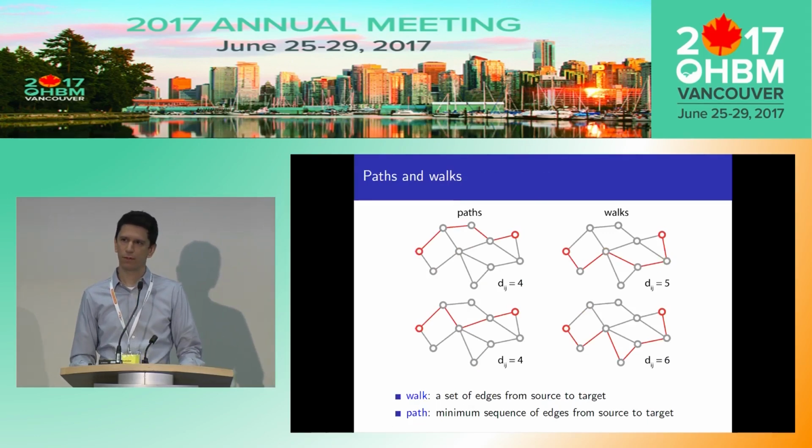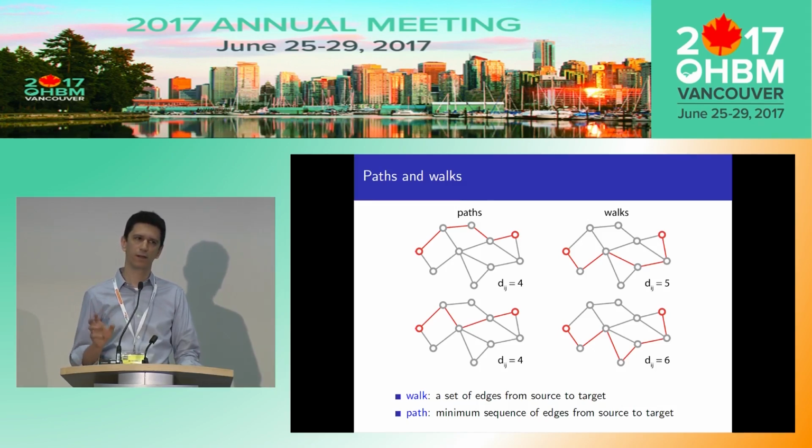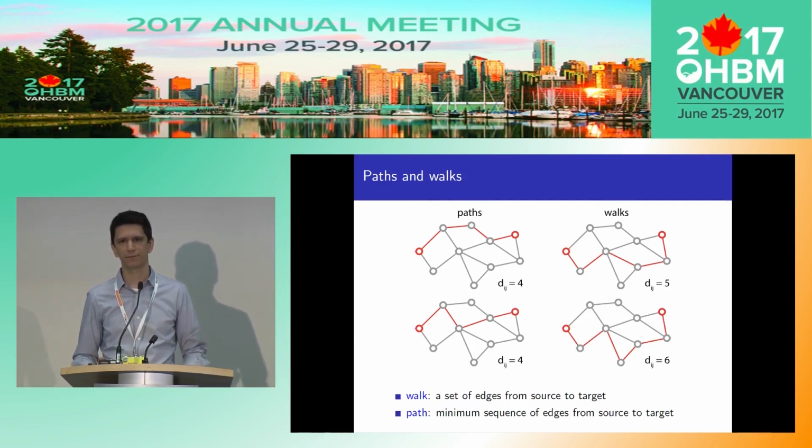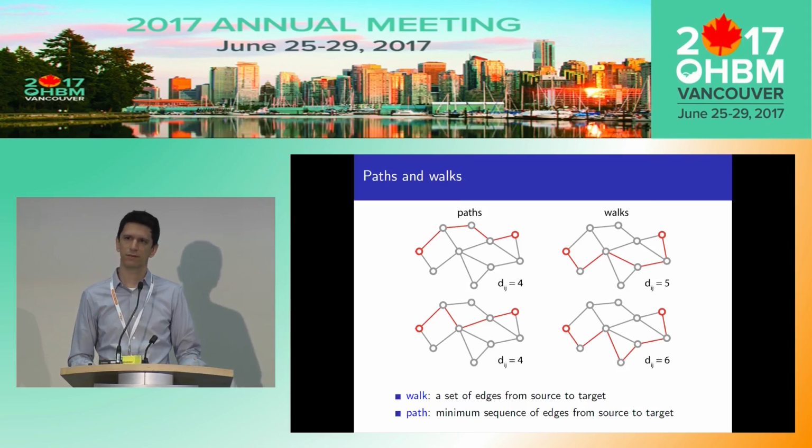Now, if we want to formally talk about paths in a network, it's important to distinguish them from walks. A walk is any contiguous set of edges from some source node to some target node. So here you see examples of walks of length 5 and 6. A path, by comparison, or the shortest path, I'll use the terms interchangeably, is the minimum such sequence of edges from source to target. And here I just want to point out that paths don't necessarily have to be unique. You could have two different shortest paths that are both of length 4.